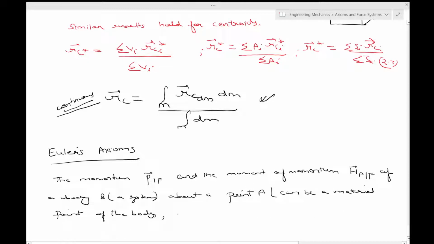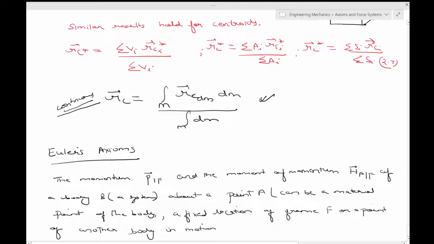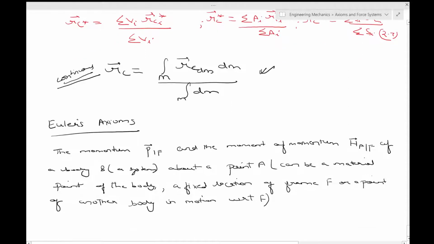It can be a fixed location of frame F, or a point of another body in motion with respect to F. So we are somewhat liberal about what this point A can be, for which the moment of momentum H_A,F is defined with respect to frame F. So with respect to frame F, both momentum and moment of momentum are defined. Okay, so it's a defined entity.